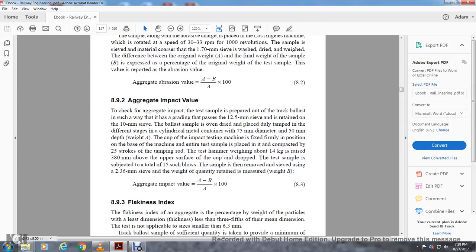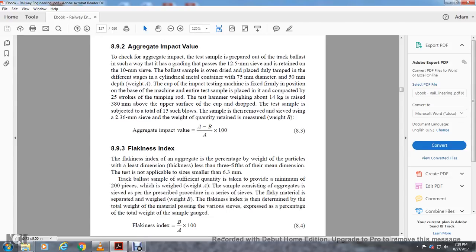The weight of the quantity retained is measured as weight B. Aggregate impact value is the difference between the weight of your ballast sample and the measured quantity, divided by A, times 100. 8.9.3 Flakiness index.